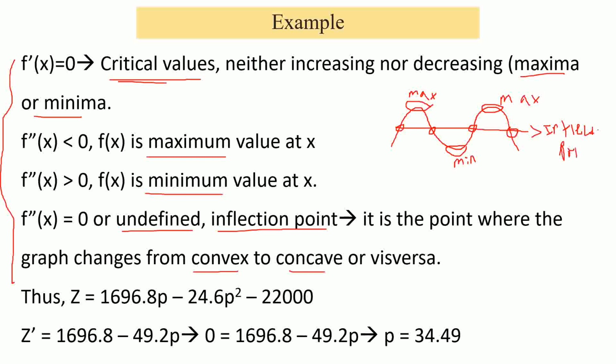Okay, now let's come back to our problem. Since here is the objective function, let's differentiate the objective function to find the critical values. When we differentiate this with respect to p, the constant term will be deleted. By the way, when we differentiate, let's write the formula.